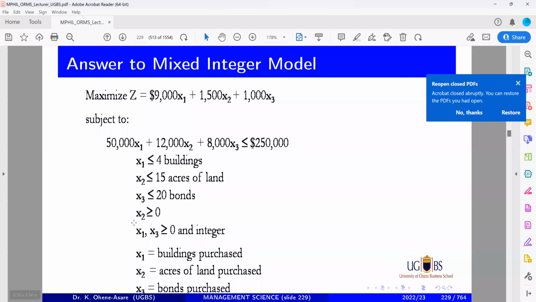Look at the bottom here. At the bottom, you will notice that you have the non-negativity constraints for land. So that one is just non-negativity. But when it comes to the building and the bonds, you don't just have non-negativity, but you also have integer, to indicate that we are dealing with integrality, a pure integer constraint for these two. So these two must be whole numbers. That's all we mean. There is no binary here in this category. We have normal, pure integer or integer constraint.